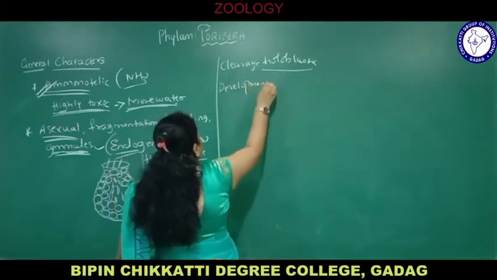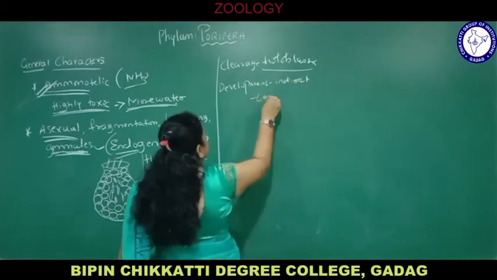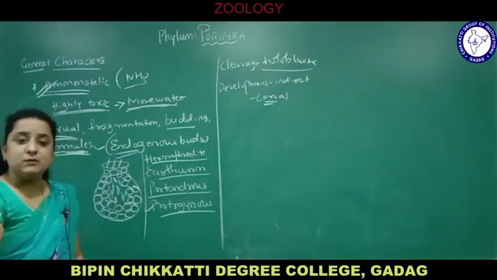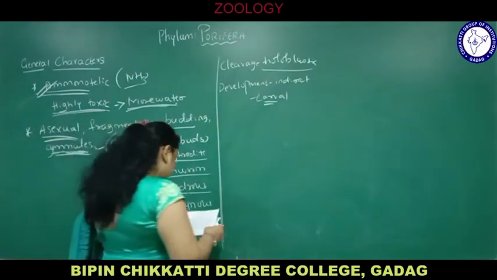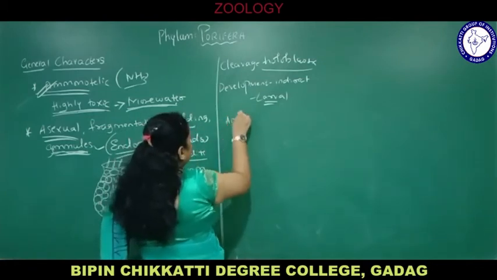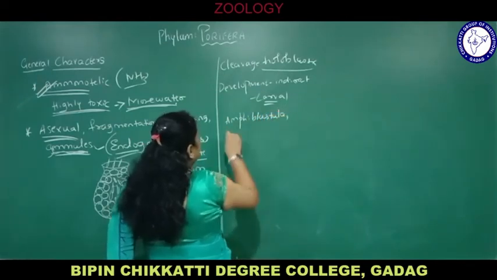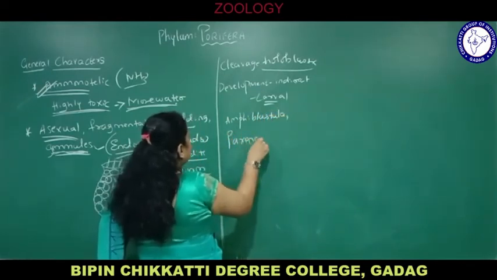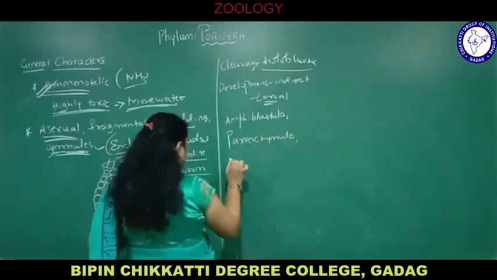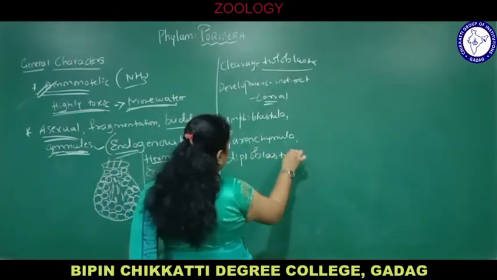Development is indirect. Indirect means it is by larval stage. And the different larvae in the phylum Porifera are Amphiblastula, Parenchyma and Diploblastula. They are free swimming larvae. These are the names of the larvae of these animals.